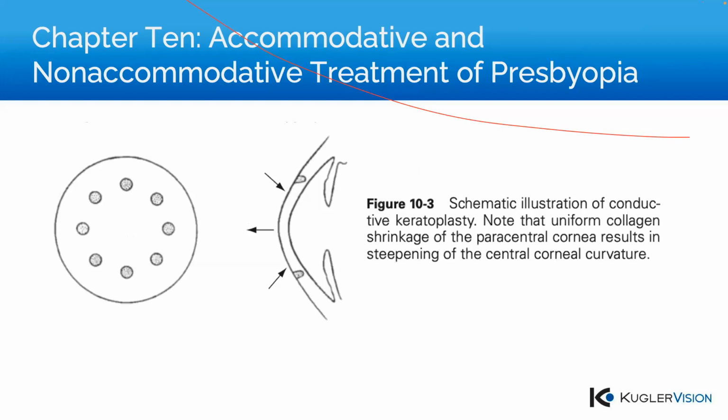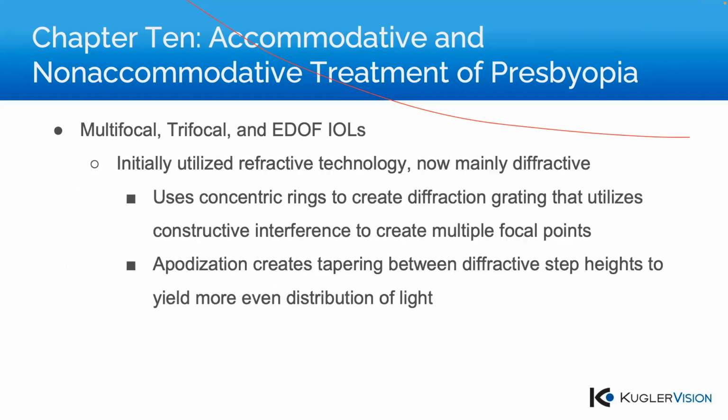You put these little spots in the peripheral cornea to cause the central cornea to steepen, and typically it's done in the non-dominant eye of patients to give them some increased near vision. It worked pretty well, but had a regression of effect, and so is not commonly performed anymore.